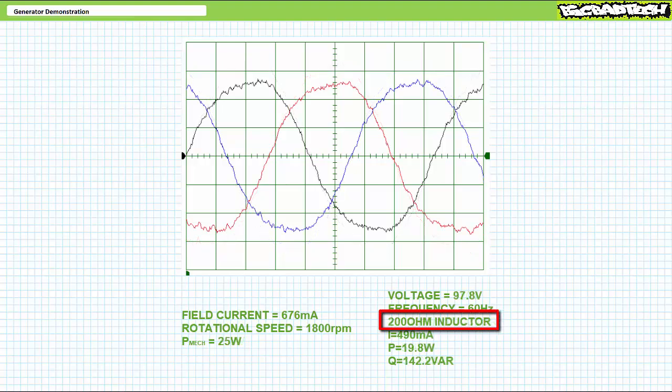Case in point, consider a second load profile consisting of 200 ohm primarily inductive impedances. When subject to increased inductive current draw, output voltage magnitude drops all the way down to 97.8 volts.